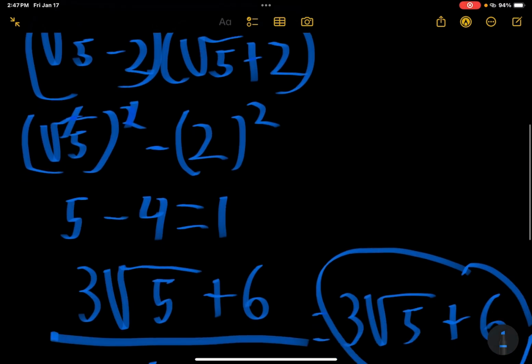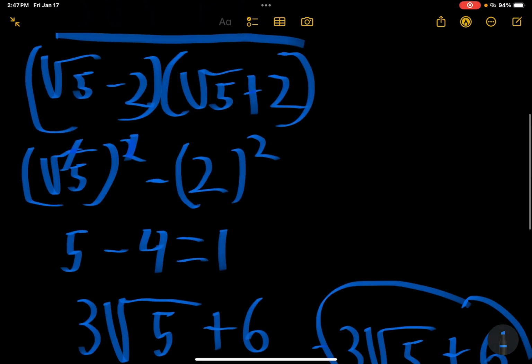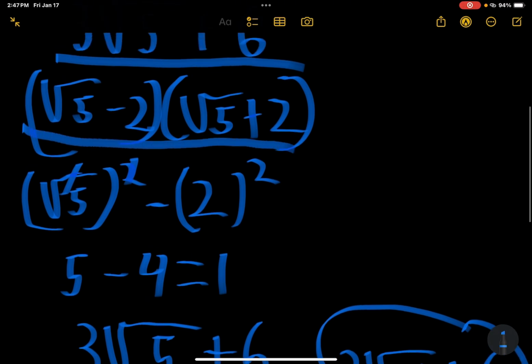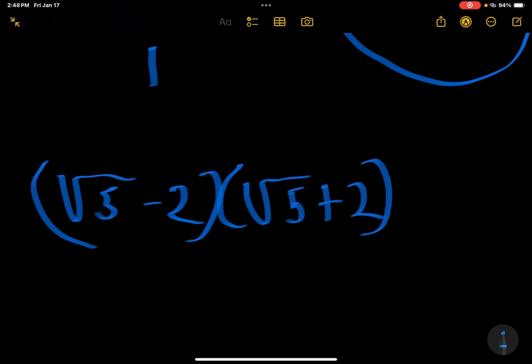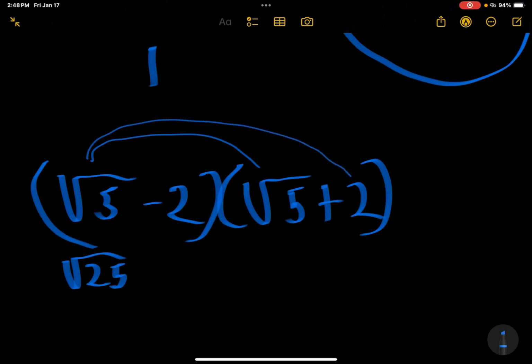And for you guys, if you're wondering, did I solve that correctly? Did I multiply these correctly? So the square root 5 minus 2, square root 5 plus 2. Let's just do FOIL real quick, just so you guys can see that I did it right. So square root 5 times square root 5 is square root 25. Square root 5 times 2 is 2 square root 5, so plus 2 square root 5.